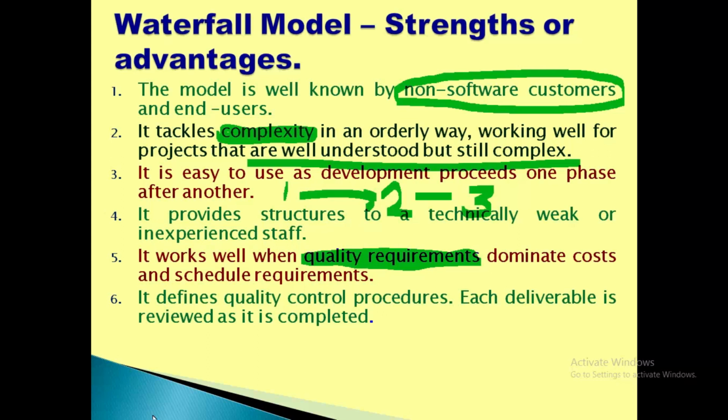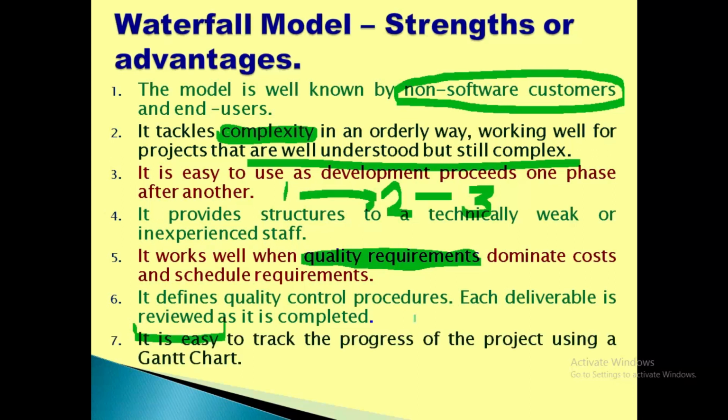It defines quality control procedures. Each deliverable is reviewed as it is completed. At each and every phase, the quality control procedure is implemented, in that a particular document given in a phase is reviewed once it is completed. Each and every document of every phase is the exit criteria of that phase. For phase 1 you have the project plan, for phase 2 you have the SRS, for phase 3 you have designs, for example DFDs, ER diagrams and all. Till they are reviewed by the project team members, they will not proceed further.